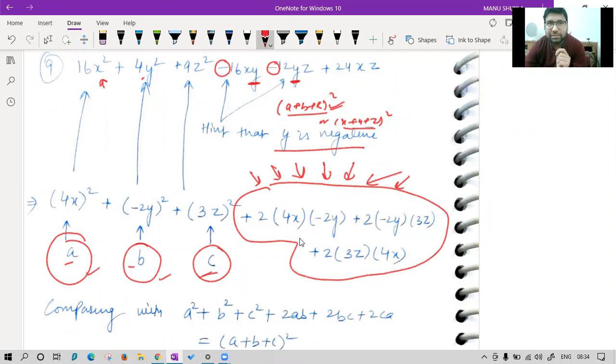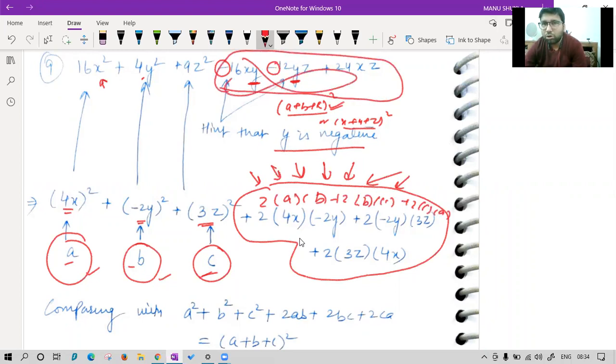How? We will see 16x square must have come from 4x whole square, 4y square must have come from minus 2y whole square, and 9z square came from 3z whole square. After that, I know I have to write 2ab, I have to write 2bc, I have to write 2ca. That's it. I will not look at this thing at all. Once I have written these three things, I will just write like this.